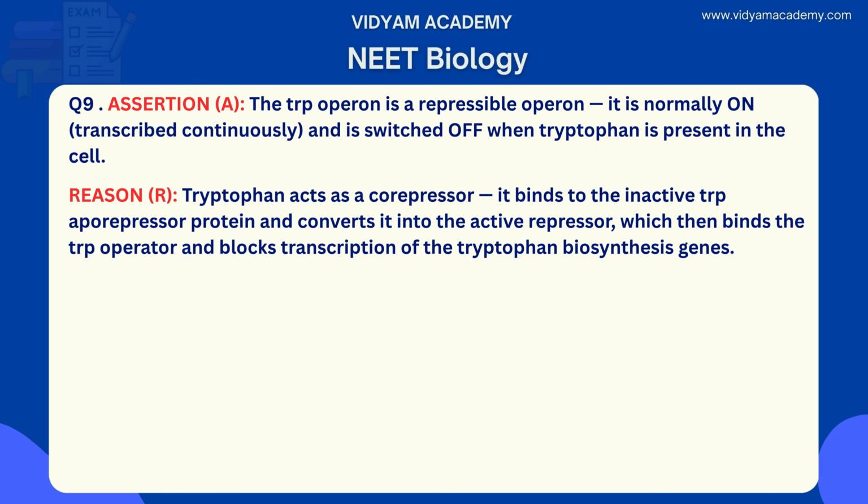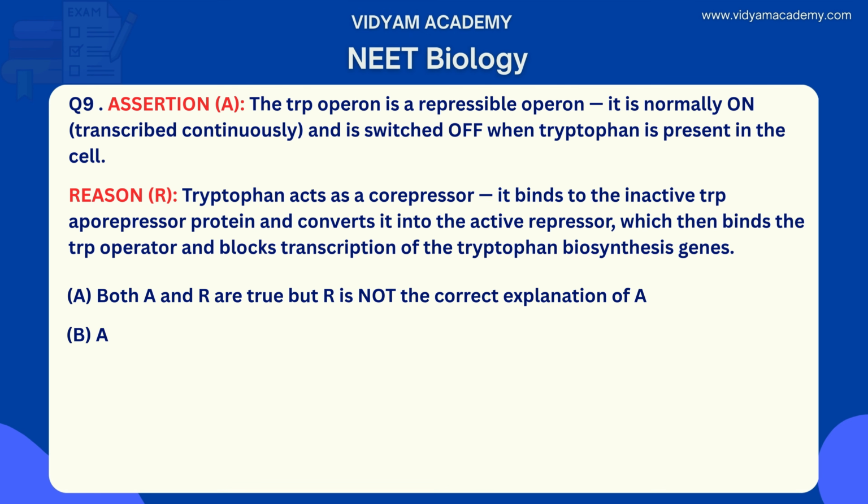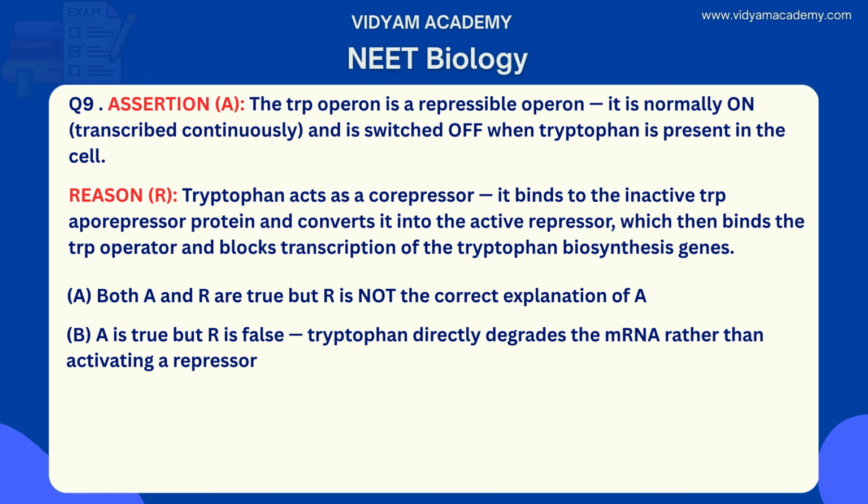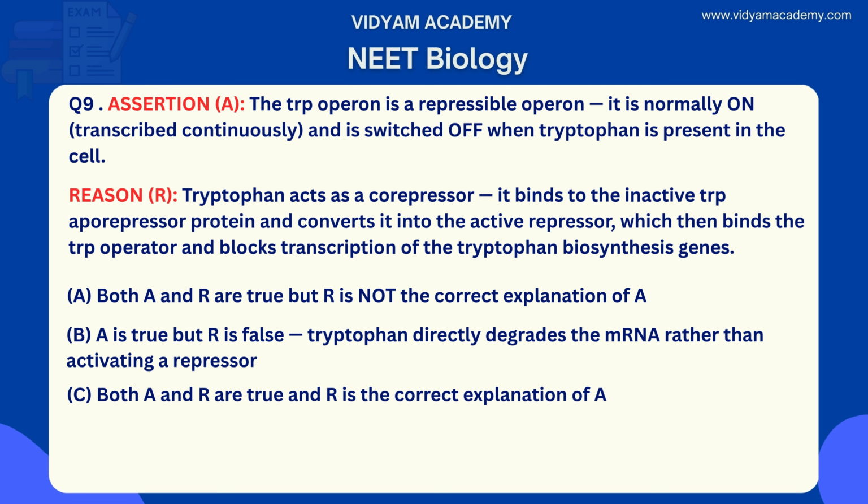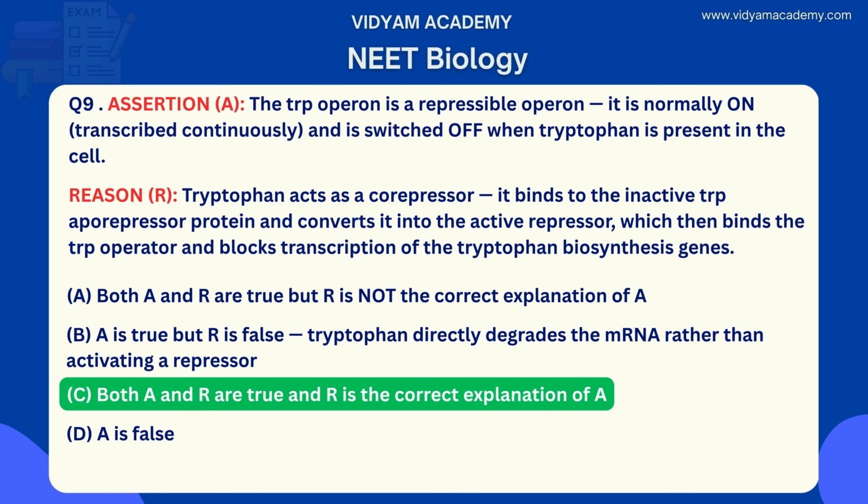So here are the options. Option A, both A and R are true and R is not the correct explanation of A. Option B, A is true but R is false. Option C, both A and R are true and R is the correct explanation of A. And option D, A is false. What is the right answer? Option C is the right answer. Let's see how and why.